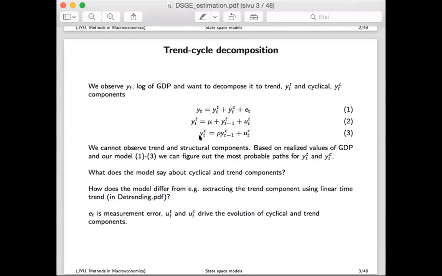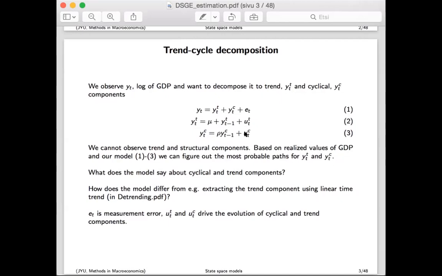What we assume here is that the trend grows with this growth rate on average, and then the cyclical component is a zero mean component and returns to zero according to this AR(1) coefficient rho. And then these shocks here drive these processes.